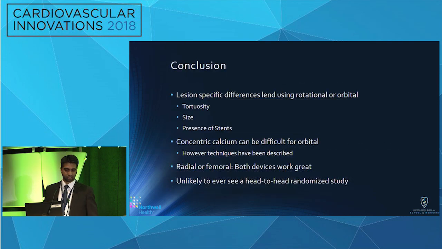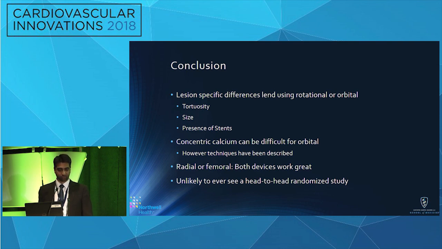So in conclusion, lesion-specific differences using rotational orbital atherectomy exist. However, they're currently the two mainstays of therapy for calcium. We are waiting and we're really eagerly awaiting the Eclipse trial, which will hopefully give us an idea of what the differences are between plain old balloon angioplasty versus atherectomy in these very calcified lesions. Albeit, I think most of us would say that in these very calcified lesions, there's a significant crossover rate from balloon angioplasty to atherectomy. So I don't see how atherectomy is going to lose there.